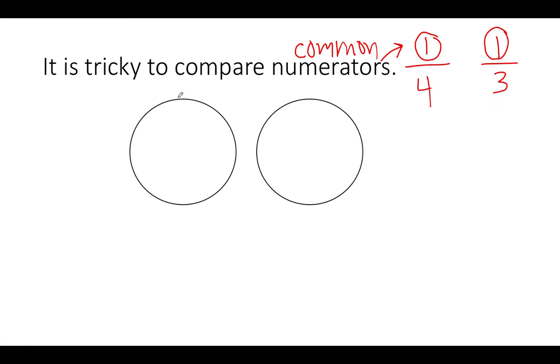So let's cut our pie and see what happens. I'm going to cut this pie into 4. I'm going to cut this pie into 3. Which pie has smaller pieces? I hope you said 1/4. Here the pieces are smaller. Here the pieces are bigger.